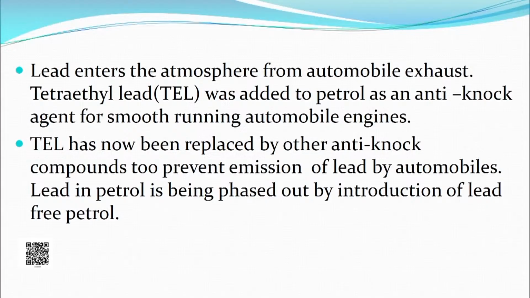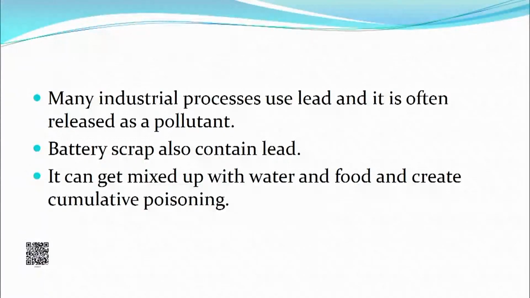Lead enters the atmosphere from automobile exhaust. Tetraethyl lead was added to petrol as an anti-knock agent for smooth running of automobile engines, and tetraethyl lead has now been replaced by other anti-knock compounds to prevent emission of lead by automobiles, and lead in petrol is being phased out by the introduction of lead-free petrol. Many industrial processes use lead and it is often released as a pollutant. Battery scrap also contains lead and it can get mixed up with water and food and create cumulative poisoning.